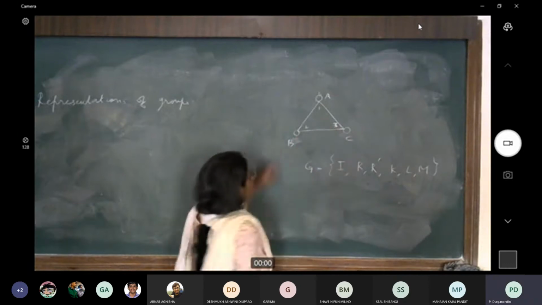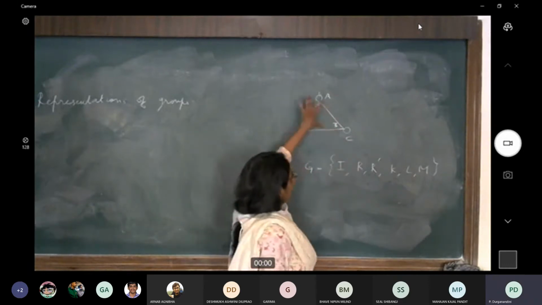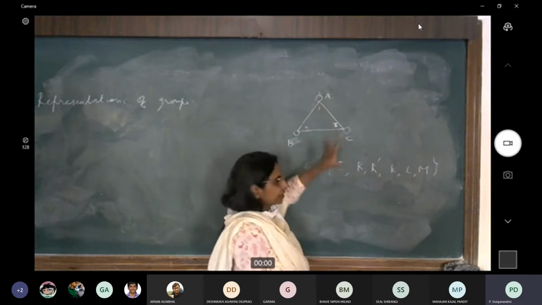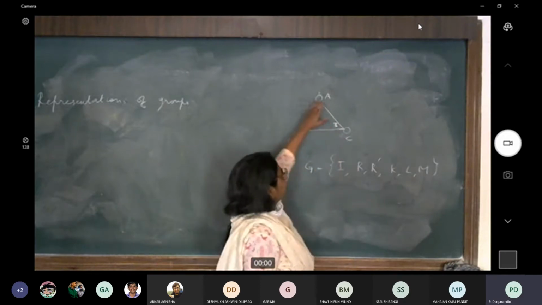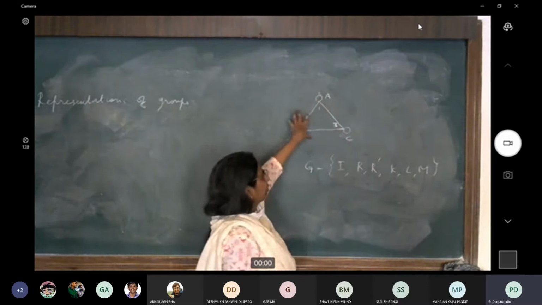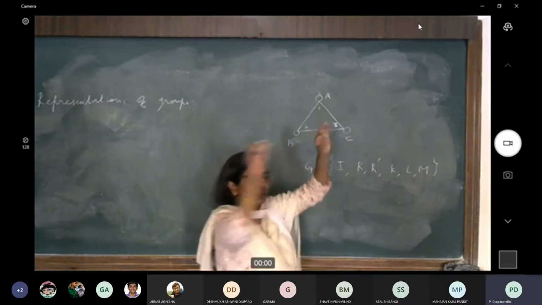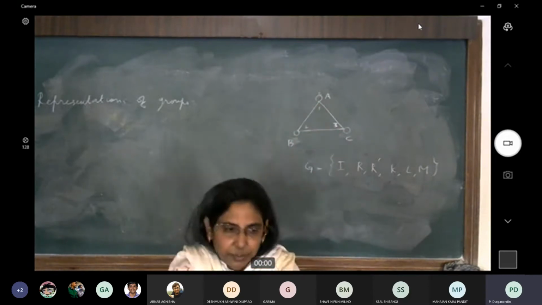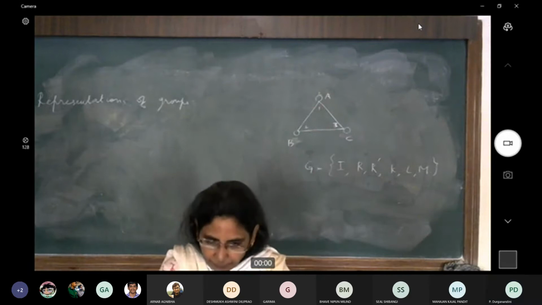So now once I say that I have atoms sitting at the corners of such an equilateral triangle, you can think of this as, for example, some molecule which is made of 3 identical atoms which are placed at the corners of such an equilateral triangle. So this now becomes a physical system.